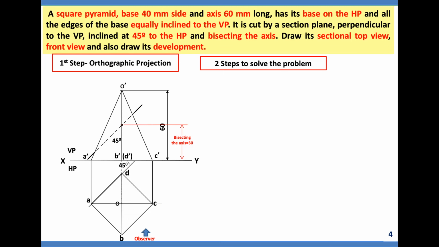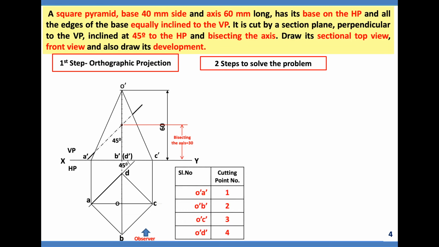Then you have to introduce the cutting points. As I said earlier in the problem, square pyramid has got 4 slant edges OA, OB, OC, OD. Then when the cutting plane is cut, you are going to get 4 cutting points 1, 2, 3, 4, which has been represented in the table. O dash A dash will get 1 point, O dash B dash has 2, O dash C dash has 3, O dash D dash has 4. We have to mark both in front view and top view. We'll see this.